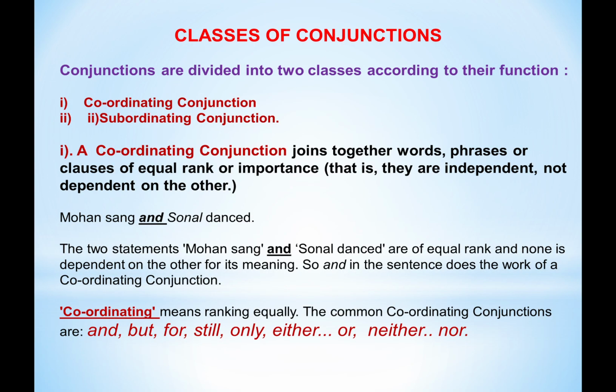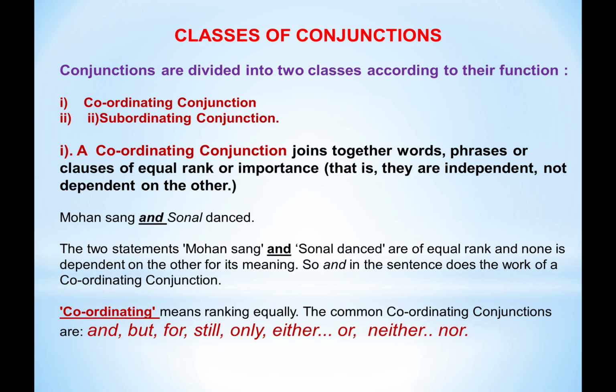Now, classes of conjunctions. Conjunctions are divided into two classes according to the function: coordinating conjunction and subordinating conjunction. A coordinating conjunction joins together words, phrases, or clauses of equal rank or importance. That is, they are independent, not dependent on the other.